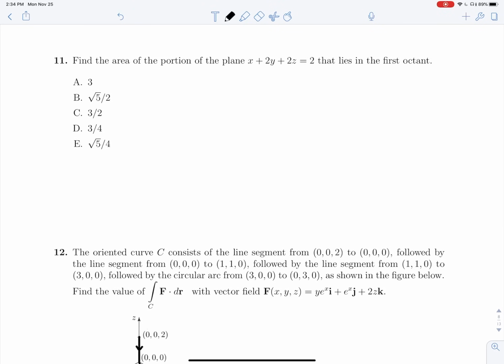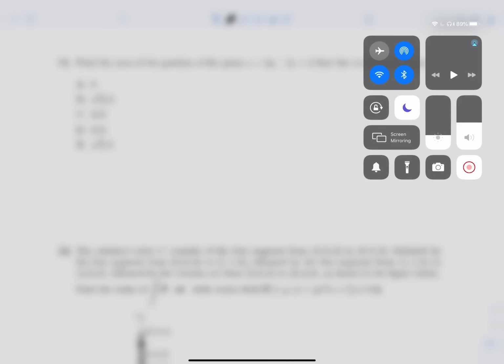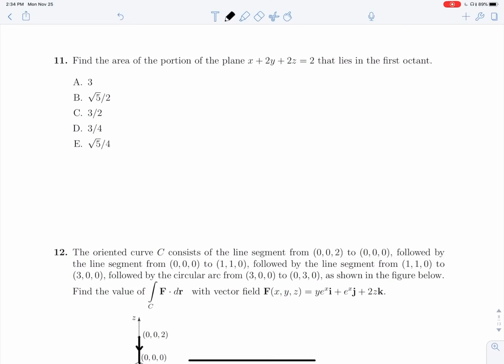Let's find the area of the portion of this plane that lies in the first. Oh, great. Craig Miller's running late. That is one notification I'll leave in.